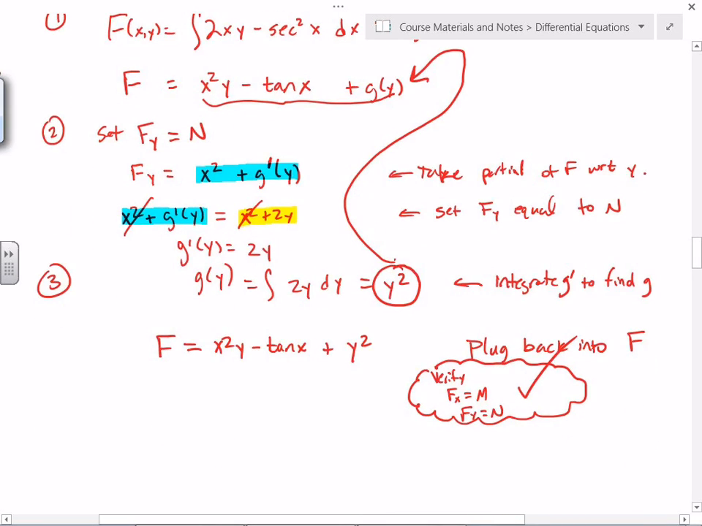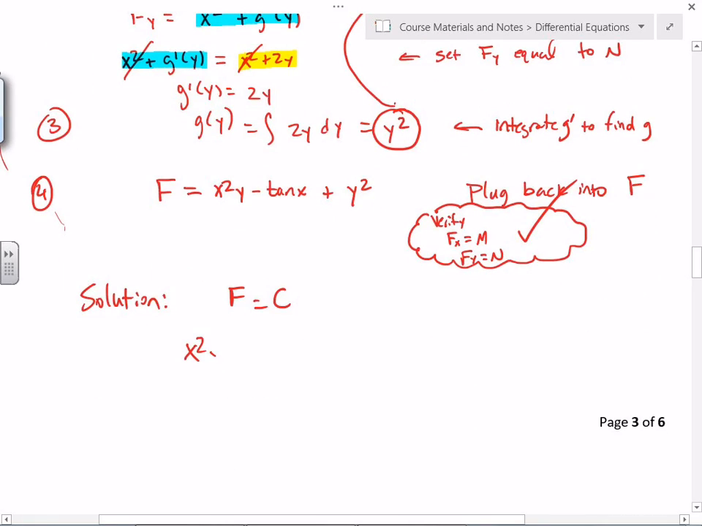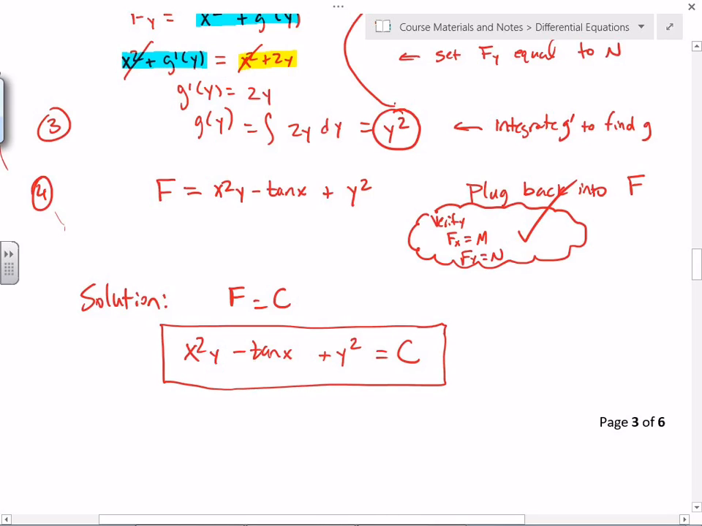Okay? So the solution, in step 4, the solution to the differential equation is f equals a constant. Namely, x squared y minus tangent x plus y squared equals a constant. This solves that differential equation. The curve that satisfies this equation has the right slopes at every point on its curve to match the original problem. That's the solution.